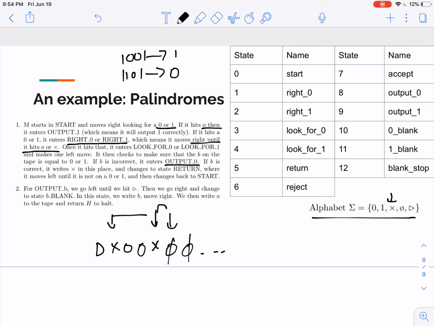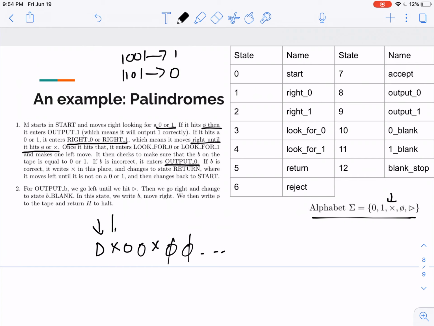For completeness, we should explain also how output B works. For output B, we're just going to go left until we hit the start symbol. Again, this is an example of how that syntactic sugar is helping us out here. Then we're going to go right and change state to B blank. So for concreteness, let's just say we're in output 1. So now we've changed to state 1 blank. So now we're here, and we're in state 1 blank.